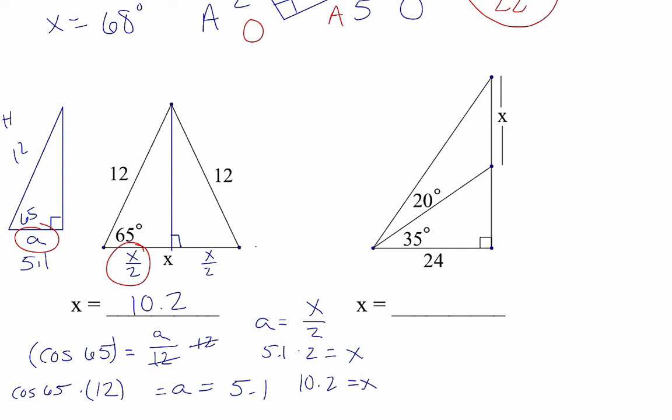So without sine, cosine, or tangent, there'd be no way to solve this, but since I do know that 65-degree angle, I can use my cosine relationship to figure out what that side is.